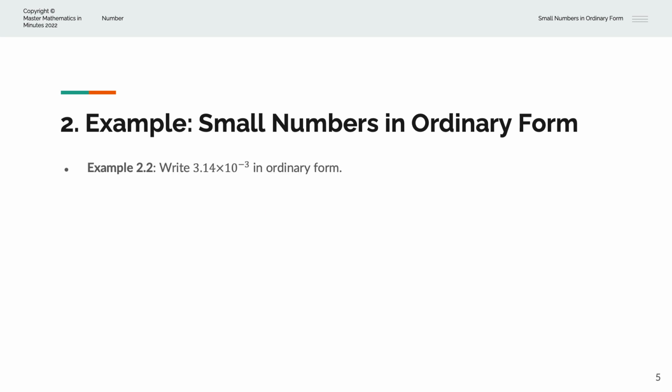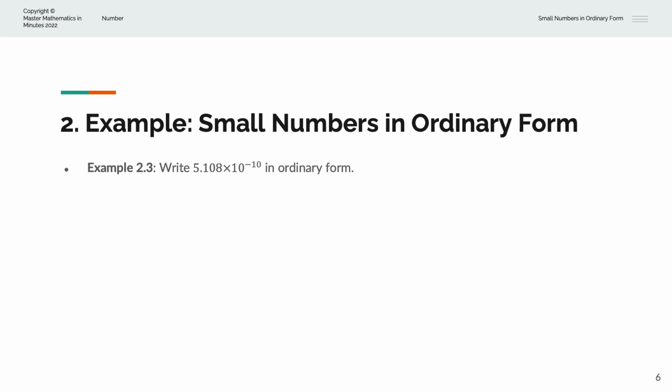In the second example, we're asked to write 3.14 times 10 to the power minus 3 in ordinary form. So with 3.14 times 10 to the power minus 3 as equals to 0.00314. So, if the decimal is between the digits 3 and 1, multiplying by 10 to the power minus 3 is where we move the decimal to left by 3 digits. So with 1, 2, 3, giving us the number as required.